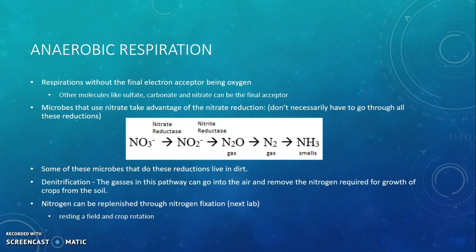But anyway, we talked about fermentation. We talked about oxidative respiration a good bit. Now we're going to be talking about anaerobic respiration, just to make it full circle. So what anaerobic respiration is, it's respiration, but without the final electron acceptor being oxygen.